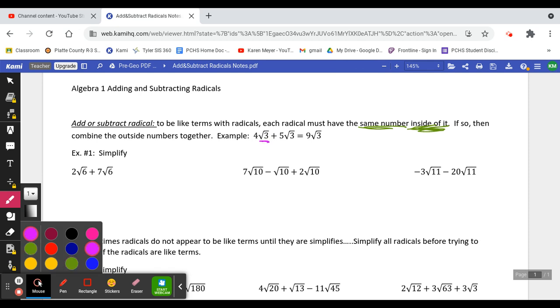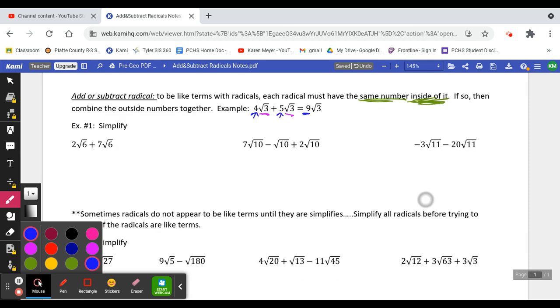They both have square root of 3. So that means I can add them together. And then we're going to add the outside numbers together. So 4 plus 5 is how I got 9. And then you just keep square root of 3 attached to it.